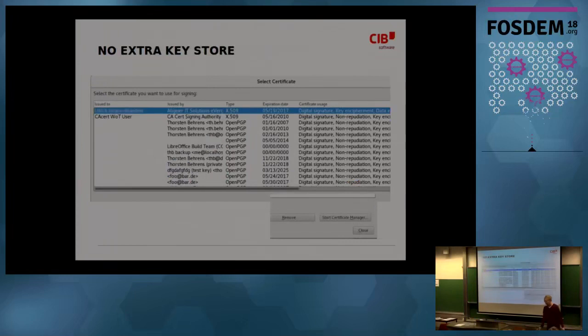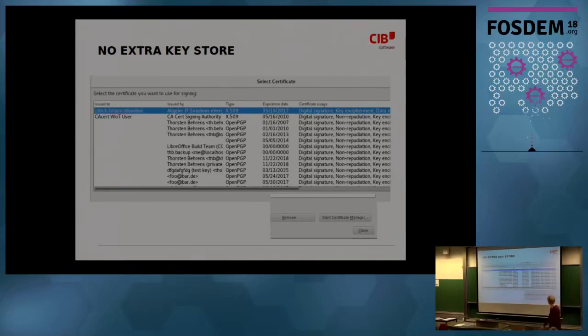So we have no extra key store. When you open this signature dialog, it will list your existing OpenPGP keys you have used for mail or whatever before. And you also see it lists both X509 certificates, the first two, and the rest, OpenPGP keys. This is a screenshot from Thorsten. You select your one. Also, we have no certificate manager integrated. We don't want to go that route. There are many good applications for that, but we help users to find them.